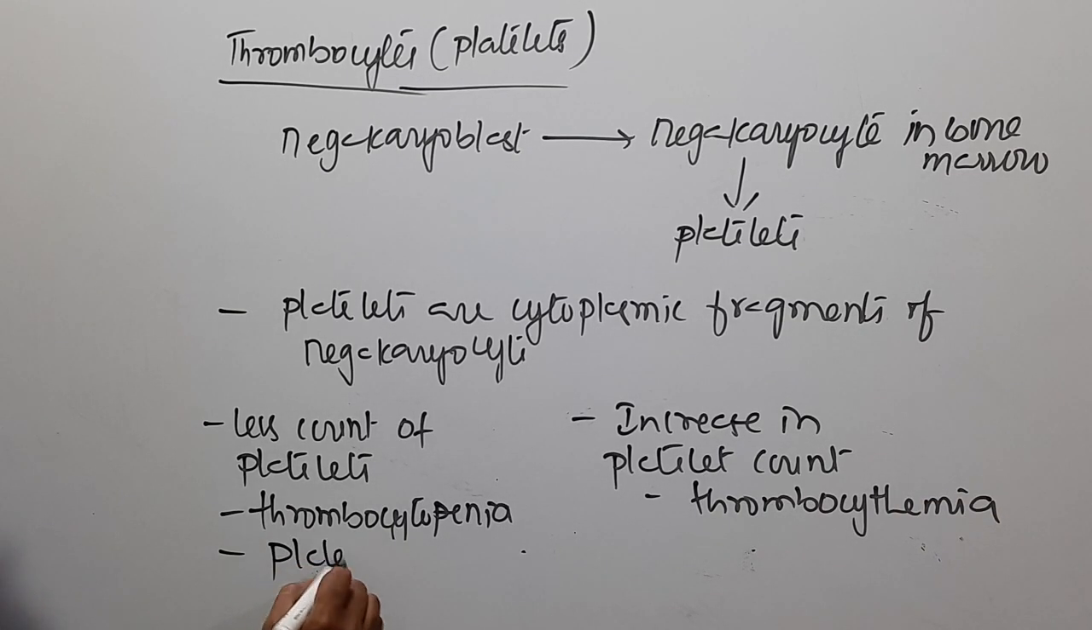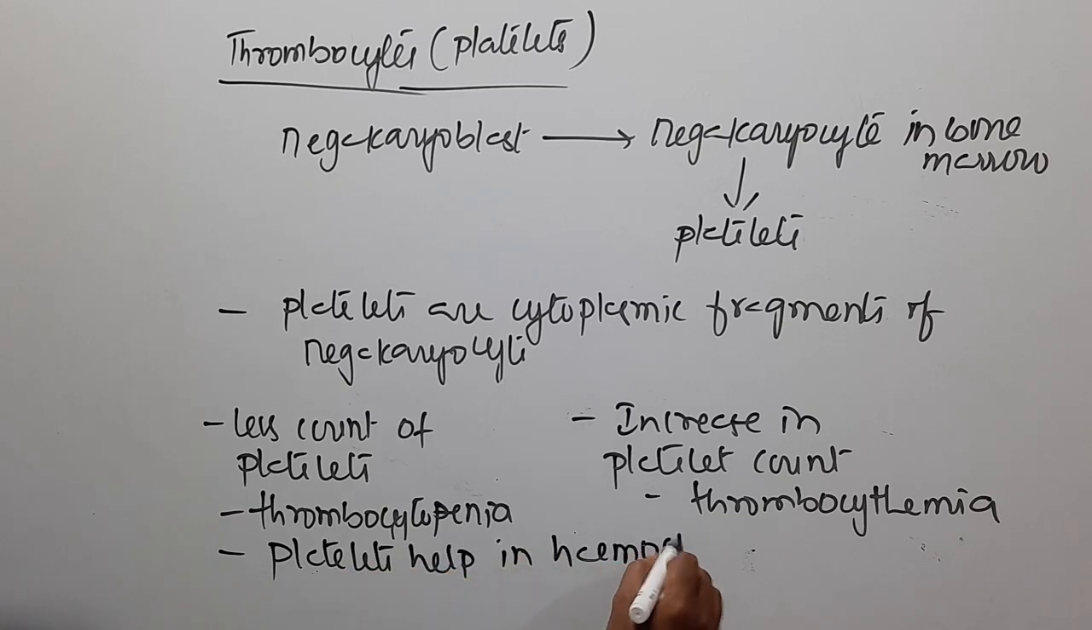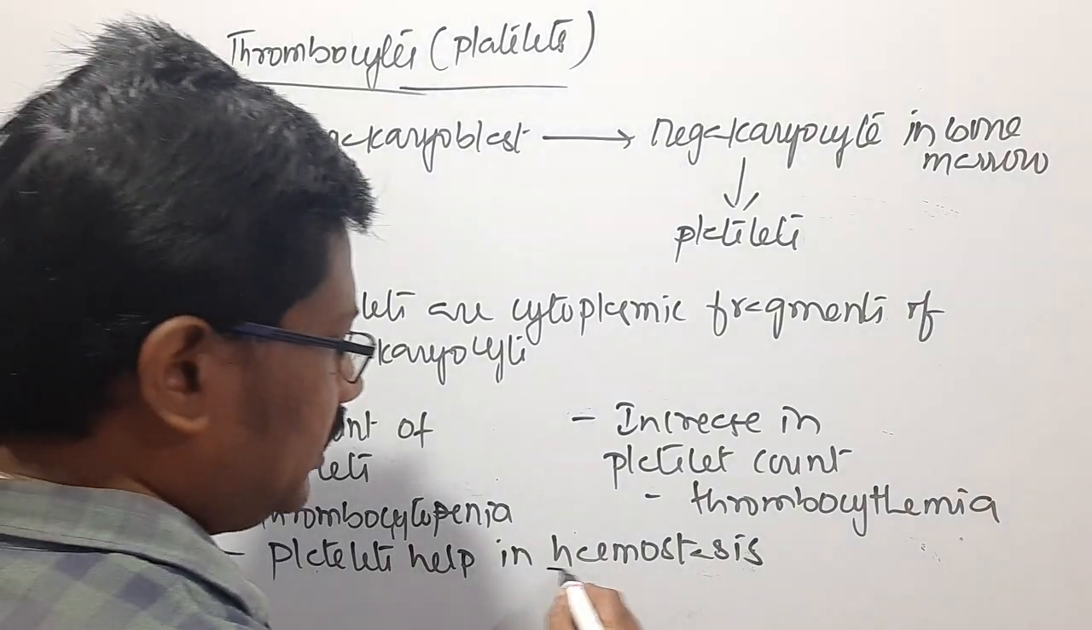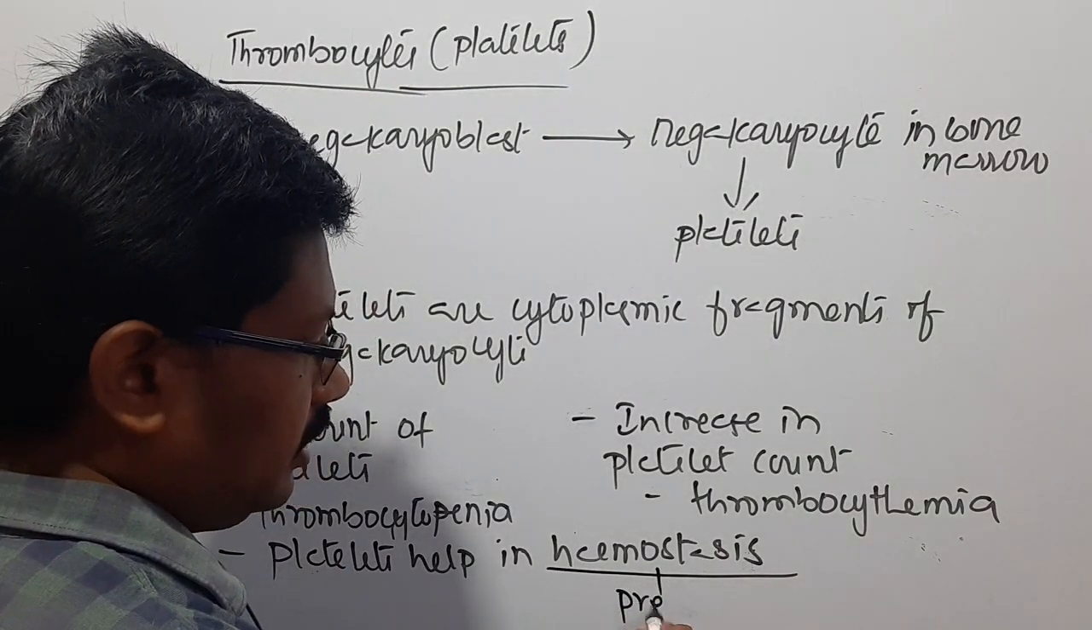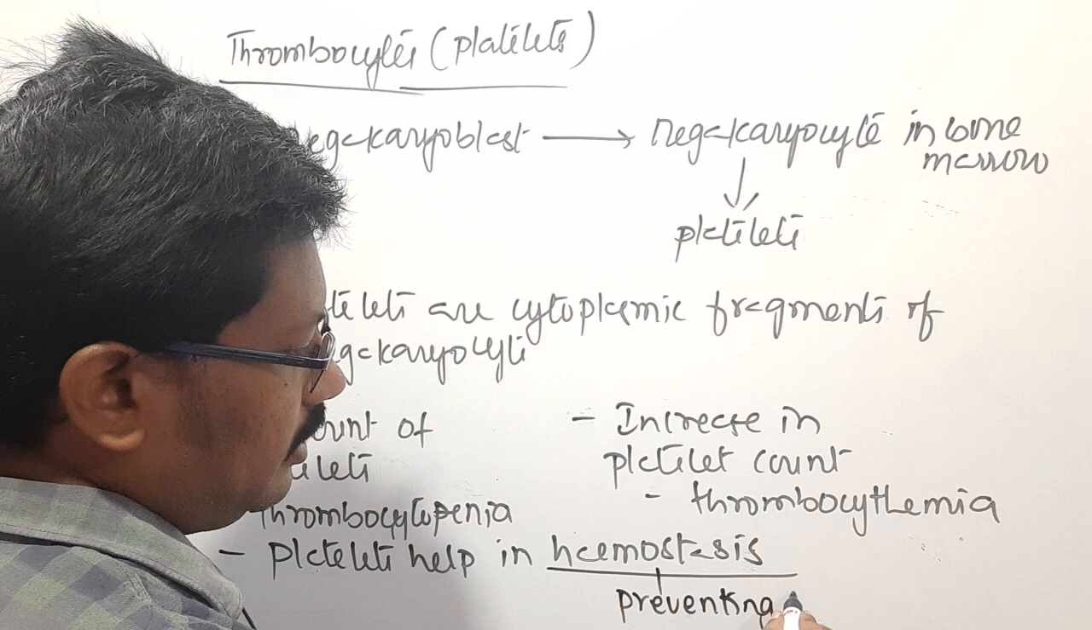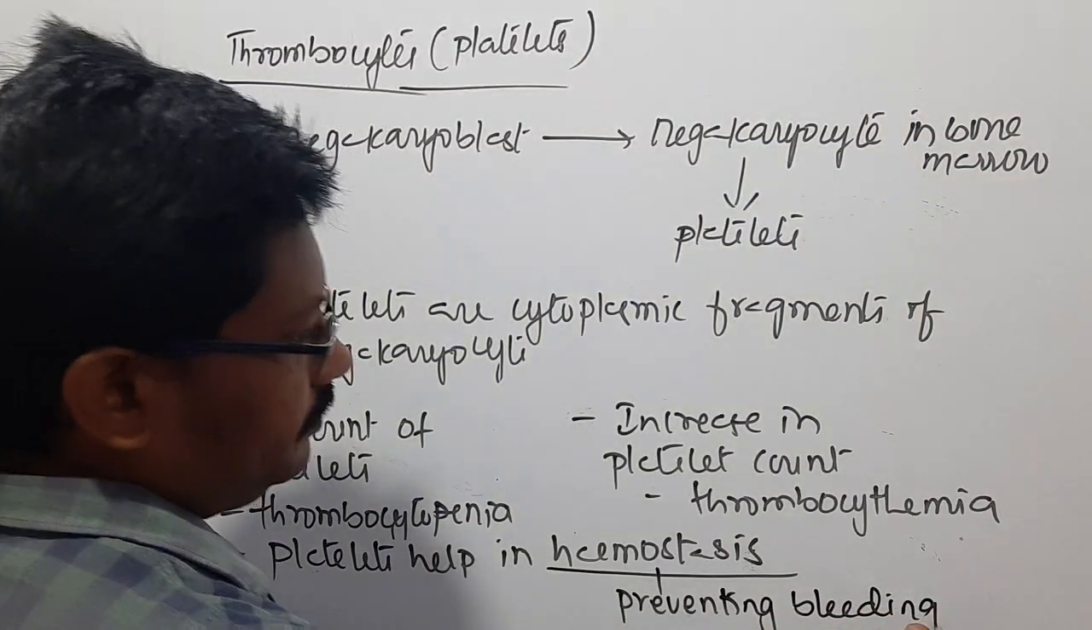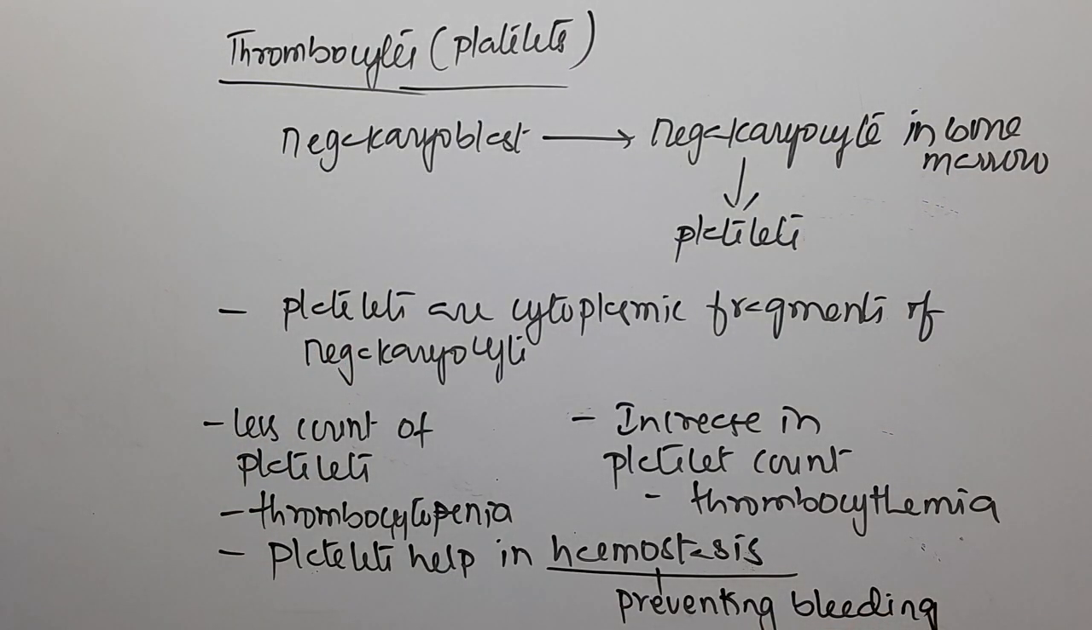These platelets help in hemostasis. The meaning of hemostasis is prevention and stopping of bleeding. So I say preventing bleeding, the clotting of blood. So that's all about these thrombocytes.